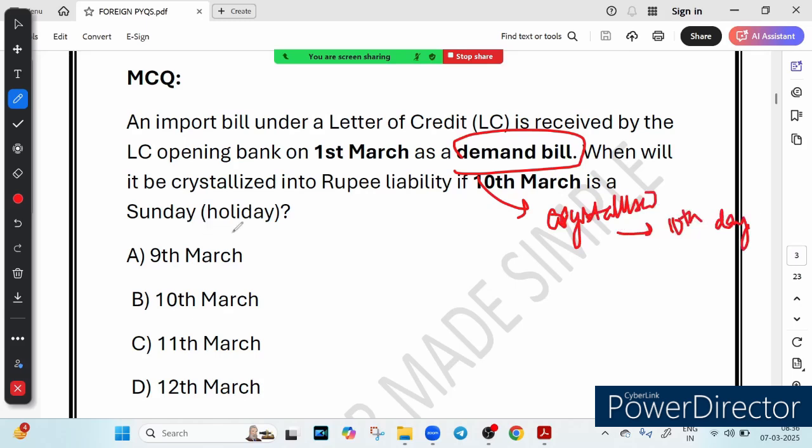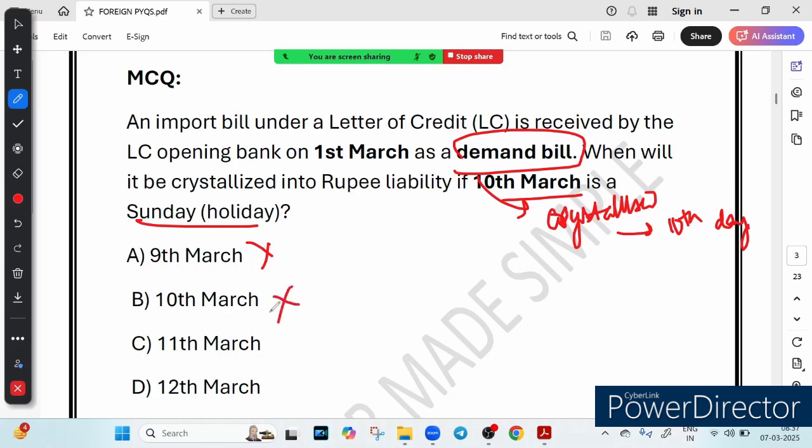Option number B, 10th March. This option suggests that it is 10th March. While this is technically the 10th day, 10th March is a Sunday, right? You can see 10th March is clearly written as Sunday, which means it is a holiday. According to the rule, if the 10th day falls on a holiday, the bill is not crystallized on that day. So this is also wrong.